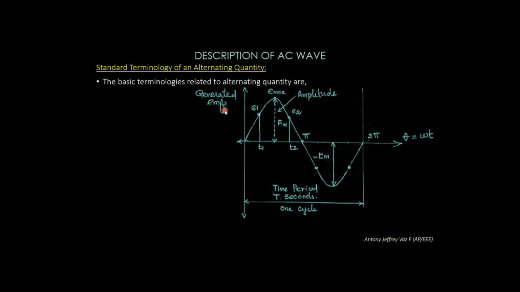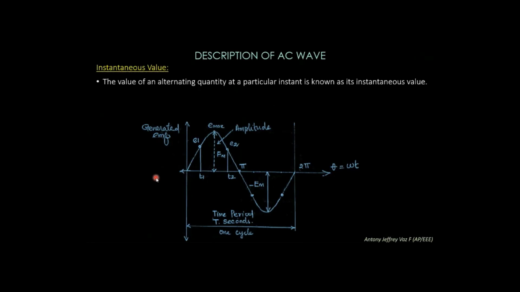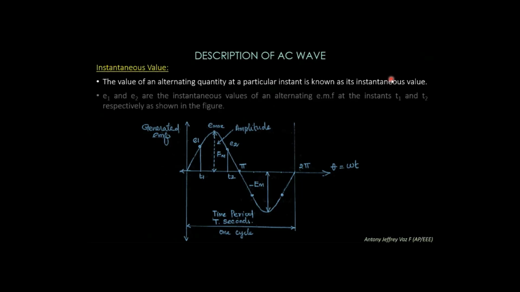The basic terminologies related to alternating quantities are instantaneous value, waveform, cycle, time period, frequency, amplitude, and angular frequency. Let us discuss all these seven terminologies of alternating quantity. First one is the instantaneous value. The value of an alternating quantity at a particular instant is known as its instantaneous value.